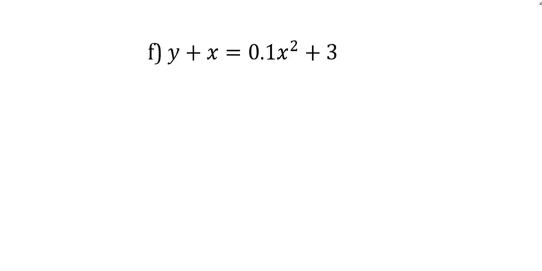Last one. What's a little bit different about this one? Tony? Yeah, it's not in that proper form. That's right. We have to simplify it first. So how would we do that? We're just going to subtract x on both sides. y equals 0.1x squared minus x plus 3.